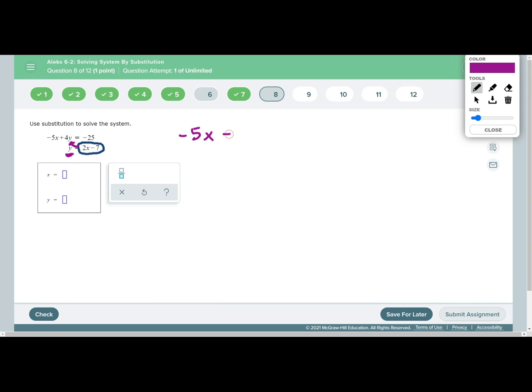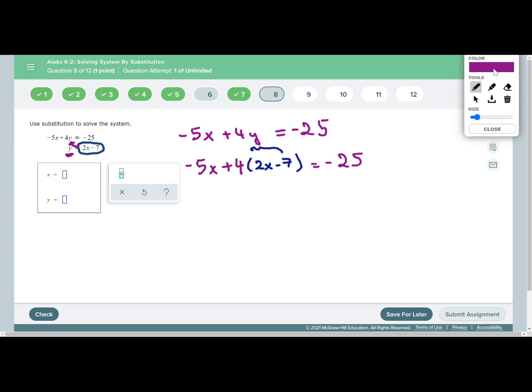So negative 5x plus 4y equal to negative 25. The y will be replaced with 2x minus 7. So the rest is going to stay the same. So negative 5x plus 4, don't forget the 4, times the quantity 2x minus 7, equal to negative 25. All right, so now we're going to distribute the 4 into the parentheses. That will give us 8x minus 28 equal to negative 25.